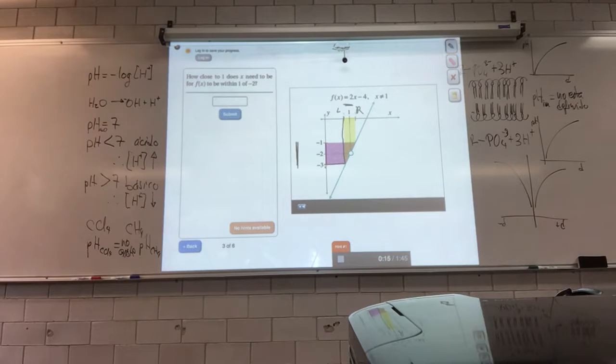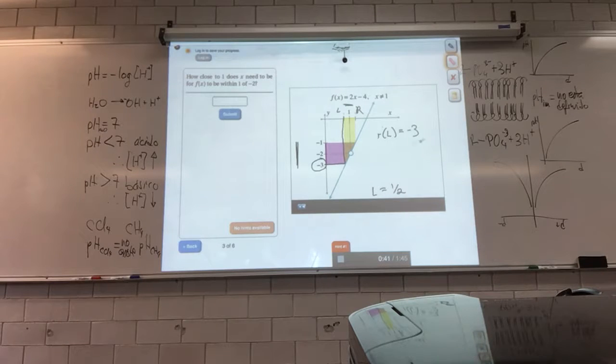The first thing we want to notice is that when we plug in L to our function, we get out minus 3. Another way of writing that is f of L is equal to minus 3. Or 2L minus 4, that's just the formula for f of L, is equal to minus 3. Solving this isn't too hard. We get 2L is equal to 1, and L is equal to 1 half.